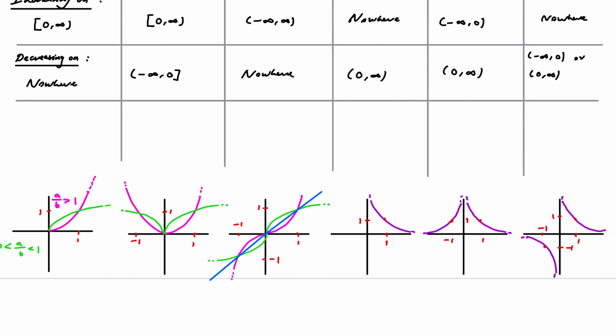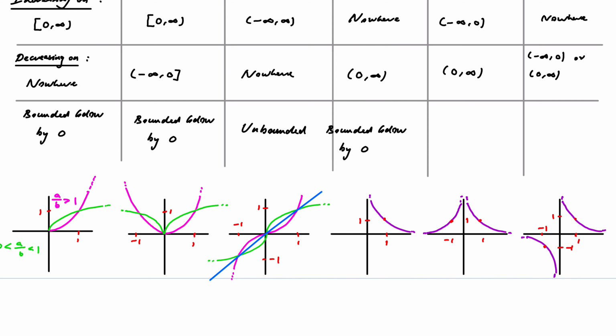So next, what about bounded conditions? Well, these follow from the range really, but I'll write them. So we are bounded below by 0. Same thing here for the second case. Unbounded in both directions. Unbounded. Bounded below by 0. Bounded below by 0. Unbounded. So not bounded above or below. Okay.